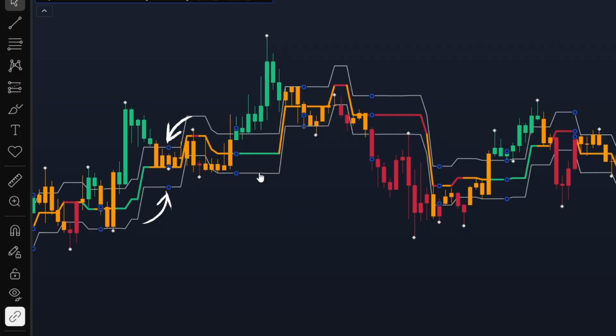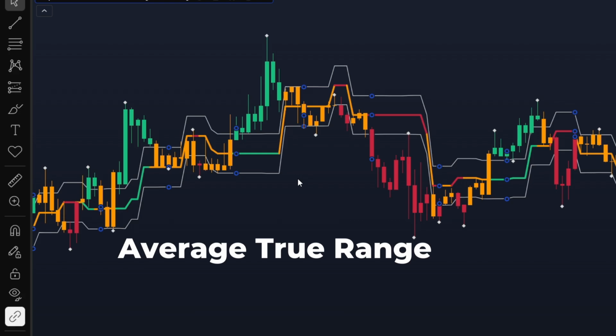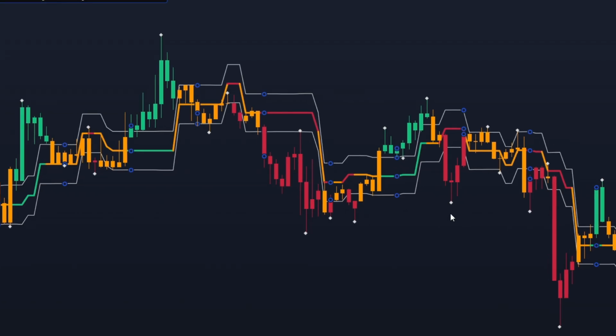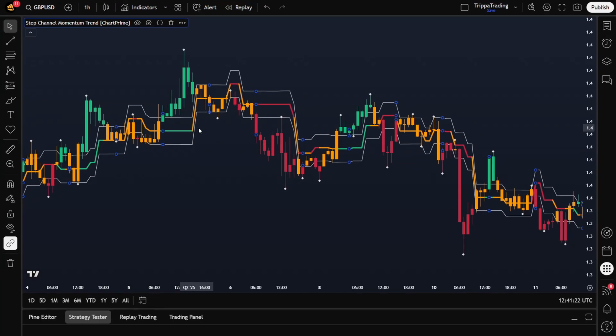Wrapped around that midline are two dynamic volatility bands. These aren't static Bollinger Bands. They are built using ATR, average true range, so they expand and contract in real time based on market volatility. When the market gets volatile, they widen. When things are quiet, they tighten up, which makes them perfect for gauging whether a move has real strength behind it or if the market is just chopping sideways.